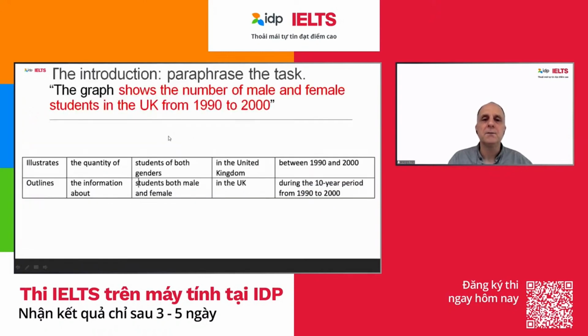Remember to paraphrase the task. If it says shows, you can say illustrates or outlines. Then from that, the quantity, the information, genders. Once again, during the 10-year period from 1990 to 2000 is slightly longer.